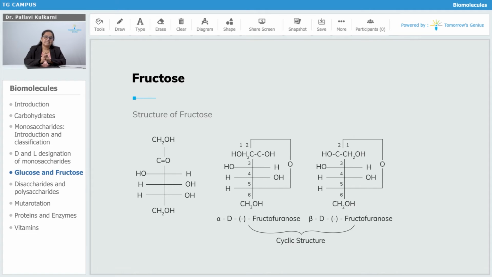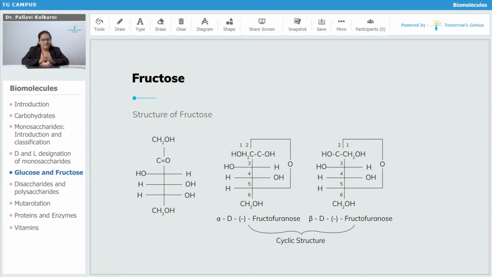Fructose can exist in 2 forms, that is open structure and cyclic structure. The difference is fructose can form a 5-membered cycle, which is called furanose, whereas in case of glucose it was pyranose, a 6-membered ring. That is the difference between the structure of glucose and fructose. Therefore, the structure of fructose is named fructofuranose because it has a 5-member ring, which is nothing but the furanose ring.